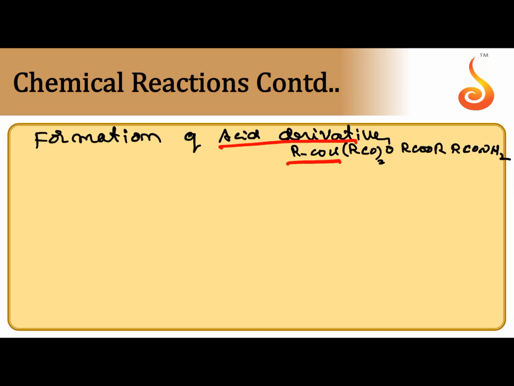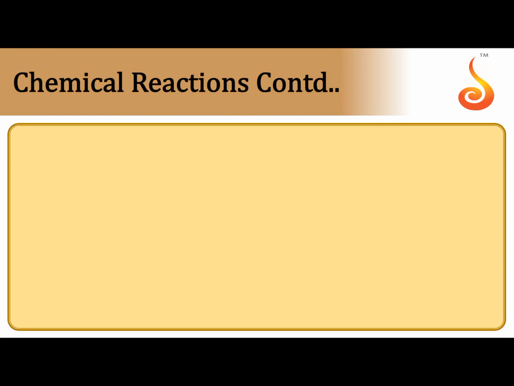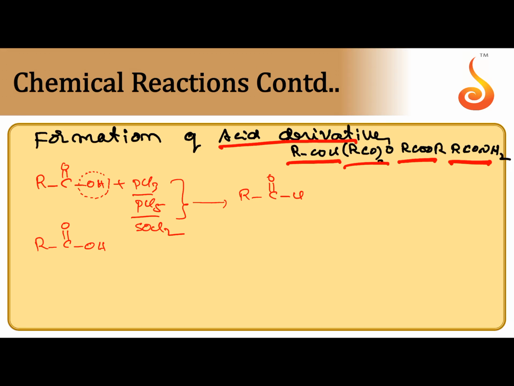Next, formation of acid derivatives: acid chloride, anhydride, ester and amide. When RCOOH is reacted with PCl3, PCl5 or even SOCl2, similar to the reaction of alcohols, the OH group present in carboxylic acid is substituted by Cl. So we can get acid chloride. Next, carboxylic acid on dehydration.